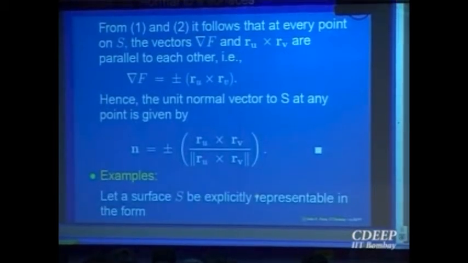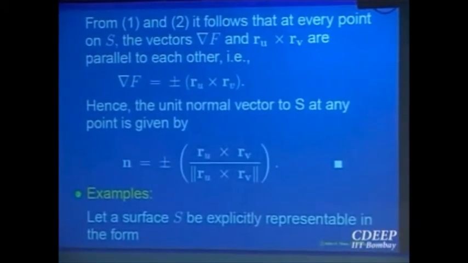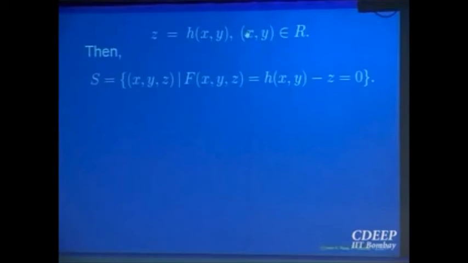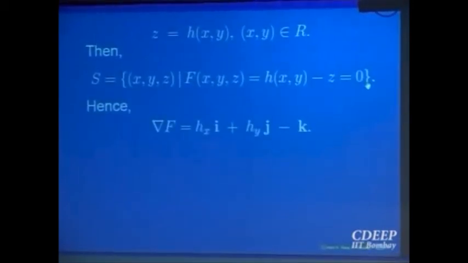Okay, so I have moved much ahead of what I actually wanted to do. There is an example here that you can read yourself. This is a simple one, z is equal to h(x,y). Let us anyway compute the normal. For z equal to h(x,y), the surface is given explicitly, z is computable in terms of x and y. I can write f(x,y,z) equal to h(x,y) minus z equal to 0.